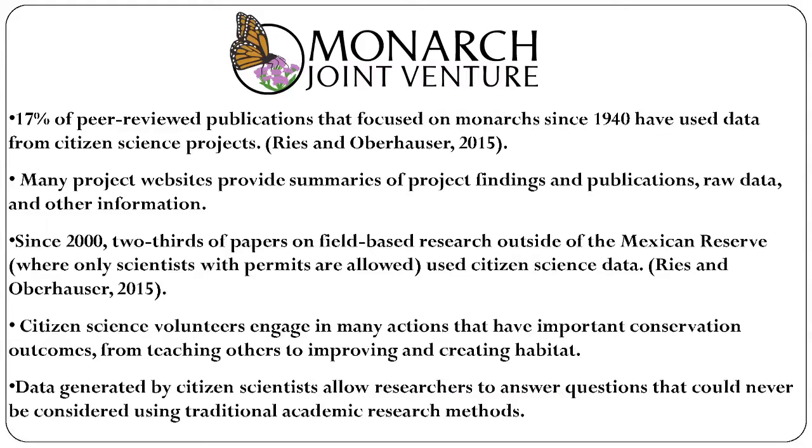So 17% of these peer-reviewed publications that focused on monarchs since 1940, I had to look at that twice, since 1940, have used data from citizen science projects, and these were drawn up in a paper, which you can see here, Rees and Oberhauser, if you want to look that up. Project websites provided summaries of project findings and publications, raw data, and other information. There's a lot more information out there on citizen science and its different applications. There's also information on its applications for educational use, which is my favorite way to use it, obviously.